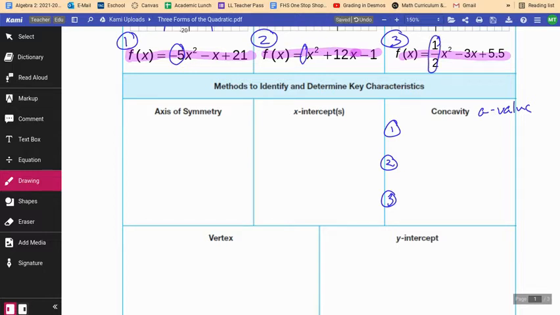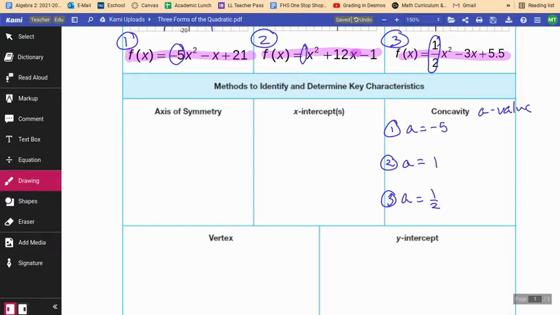Okay, so for the first equation, a is equal to -5. In the second equation, a is equal to 1. And then in the third equation, a is equal to 1/2. And so in that equation, I can look at that term or that coefficient attached to the x squared term, and that's my value of a. Now, what can I get from that value?